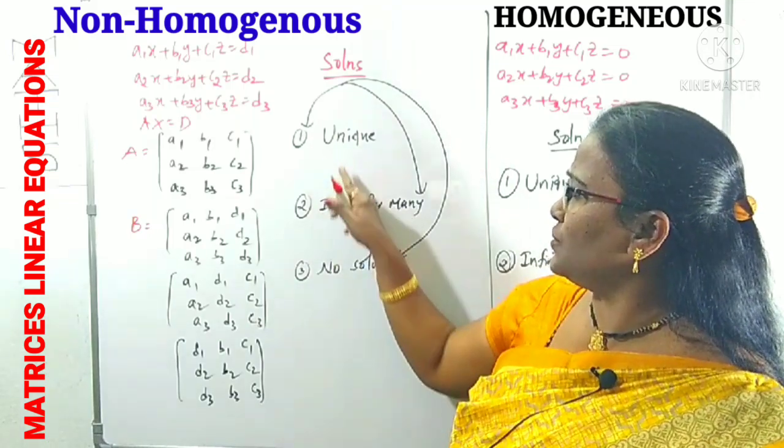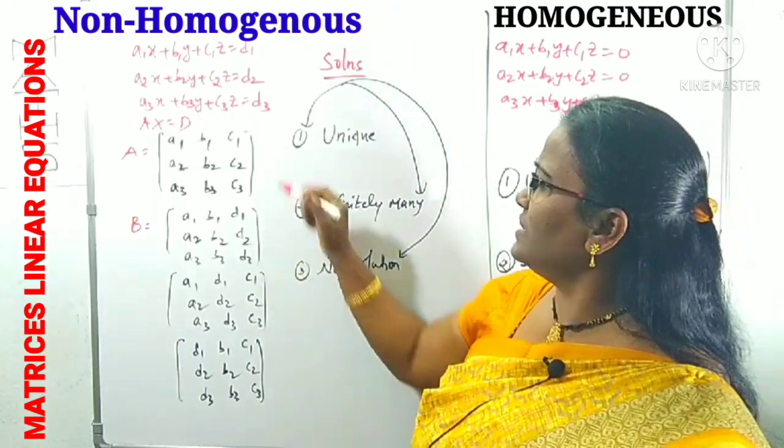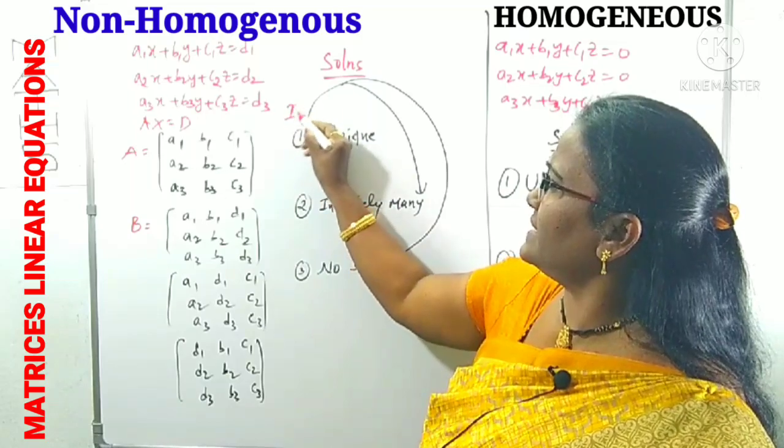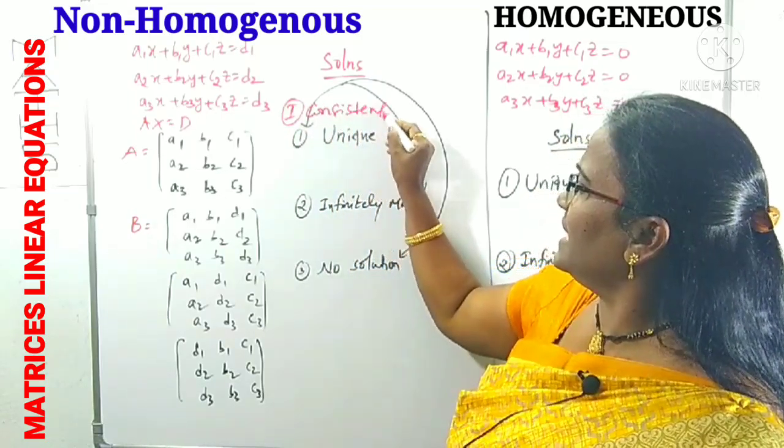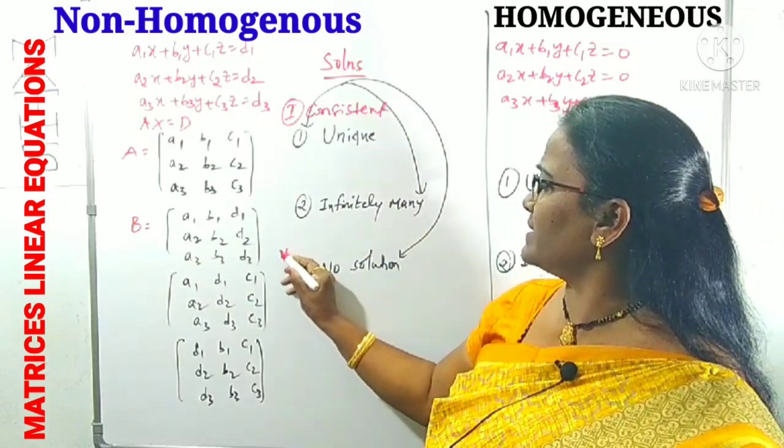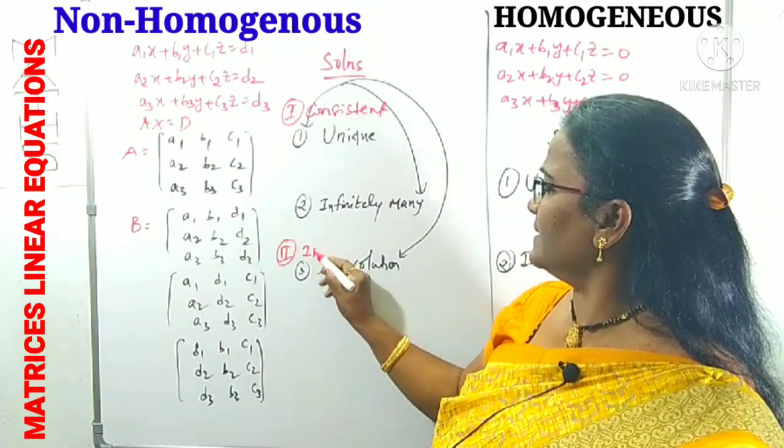If the system has a unique solution or infinitely many solutions, the system is called consistent. If there is no solution, the system is called inconsistent.